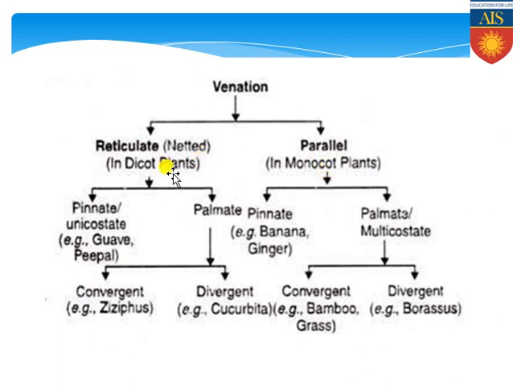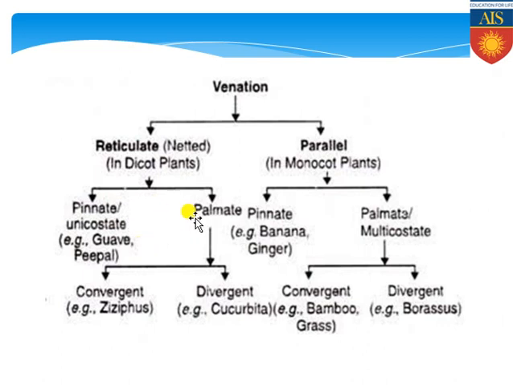Second, you can see the reticulate venation, which is commonly found in dicot plants. That is again subdivided into two different categories. One is pinnate reticulate or unicostate reticulate, another one is palmate. What is the difference between pinnate reticulate and palmate reticulate? In pinnate reticulate, only a single midrib, or single costa, is present.